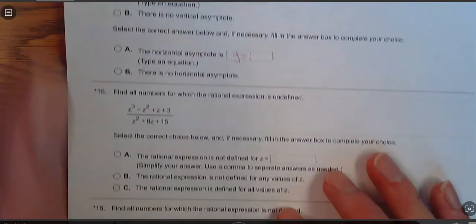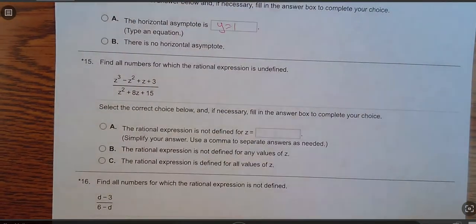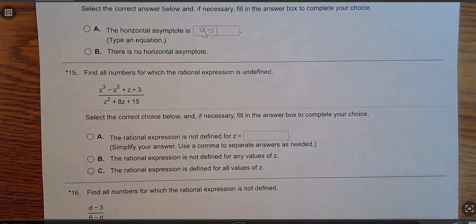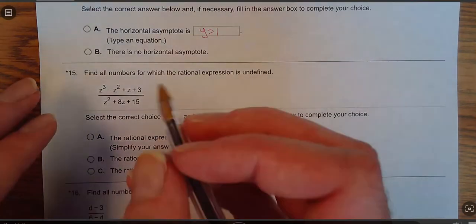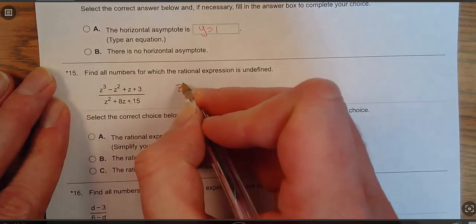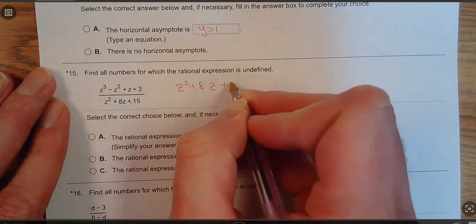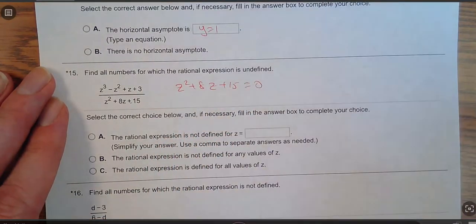Okay. Number 15. 15 was probably the most overthought question because people were trying to mess around with the top and trying to factor the top when they're talking about undefined. So for all numbers that make this rational expression undefined, it means what numbers make it over 0. All I care about is the bottom. That's all I have to worry about is the bottom guy. So for number 15, you never use the top for anything. It's this size. So z squared plus 8z plus 15.